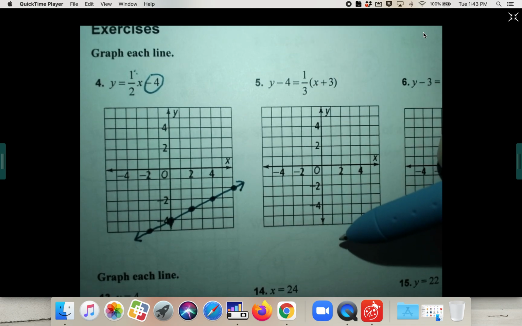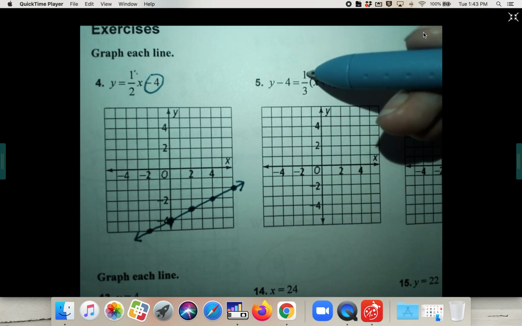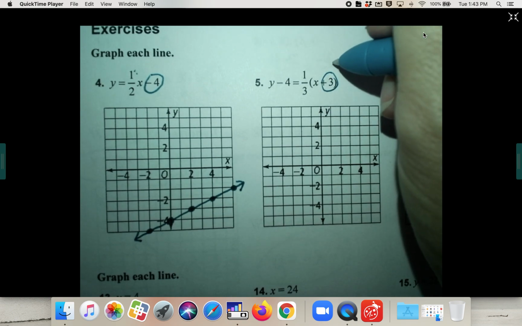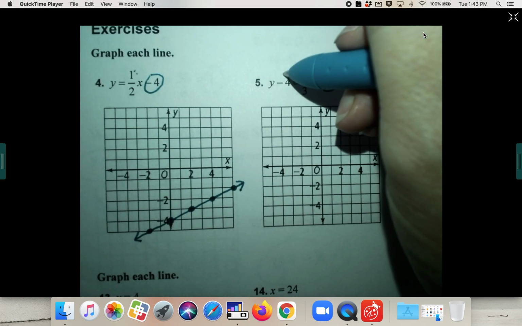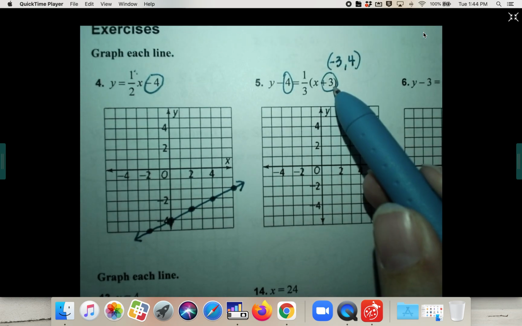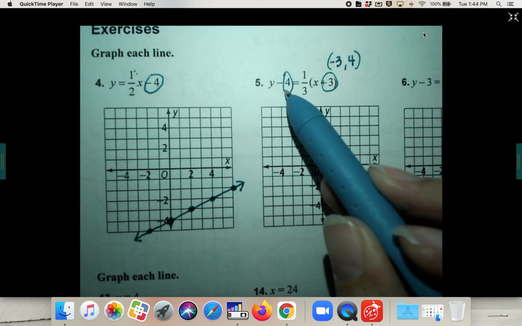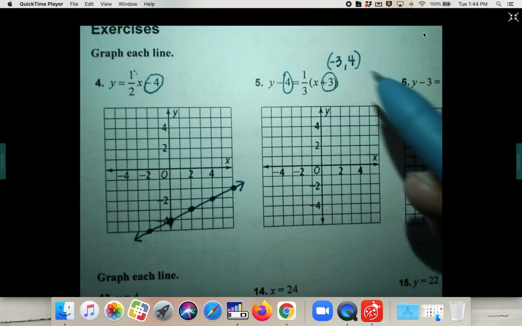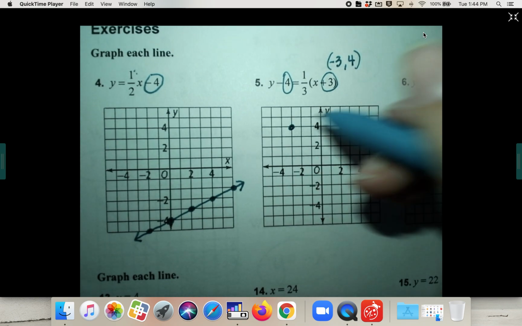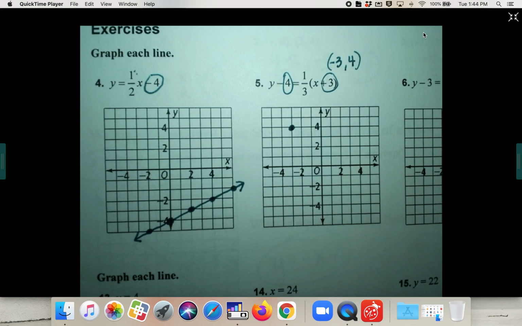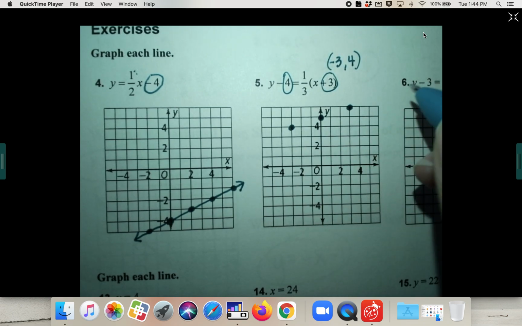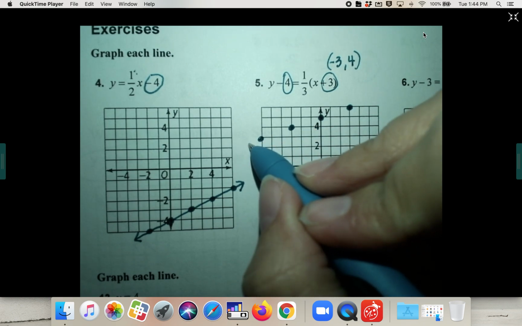All right, so I know that my slope is 1/3. And I know that I have a point of -3, +4 because I know that point slope form means this is my x and this is my y coordinate. So I'm going to put a dot at -3, 4. And I know that my slope is 1/3. So it's going to be up 1 over 3. Up 1 over 3. I would keep going if you can, if you have room.